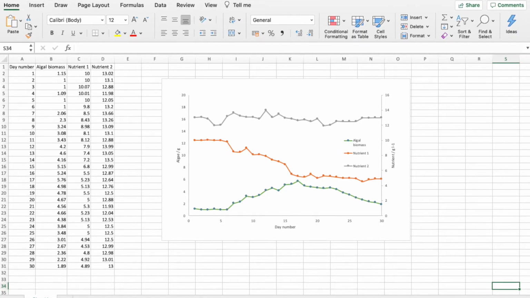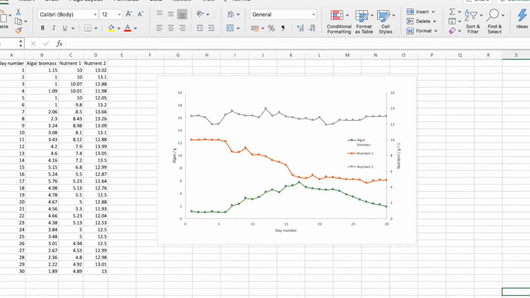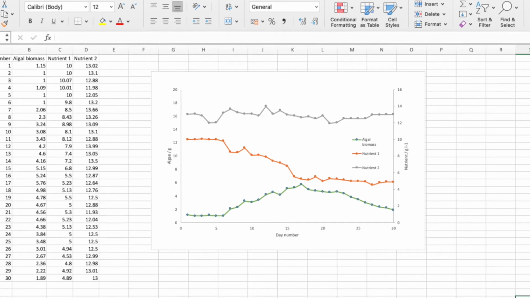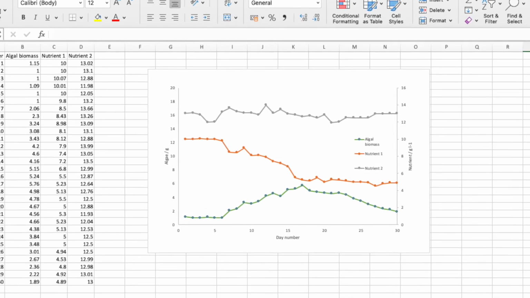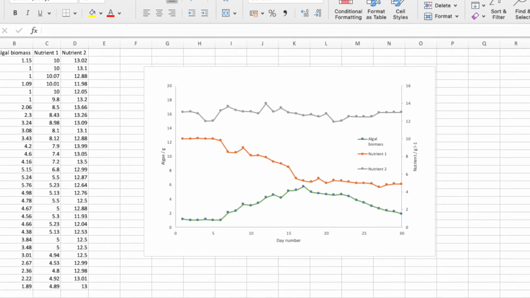Now, the way I've presented it, because biomass is in mass, the plant is in mass, so the unit there is grams, but the nutrients are in a different unit, in grams per litre, so I've got a secondary axis. Now, when you're doing a plot like this, I would really recommend that you don't do more than a primary and a secondary y-axis. It just gets too complicated.